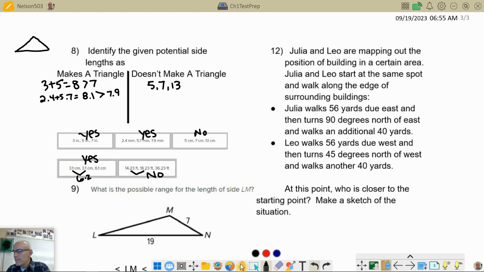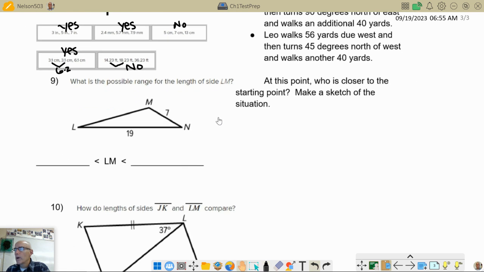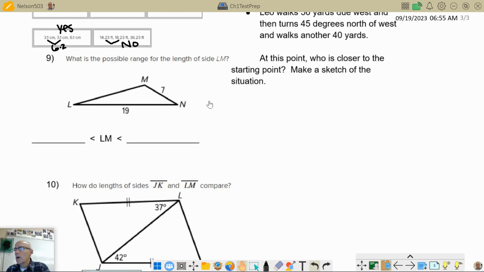Number 9. What is the possible range for the length of side LM? Well, you add 7 and 19 together and you get 26. So let's go 26 right here. Because if this side right here was allowed to swing out here and you put the 7 going in this direction, if it was laying just completely in line with this 19, meaning a 180-degree angle, that would add up to be 26. It can't be in a straight line and make a triangle, so this would have to kind of come back a little bit, right?